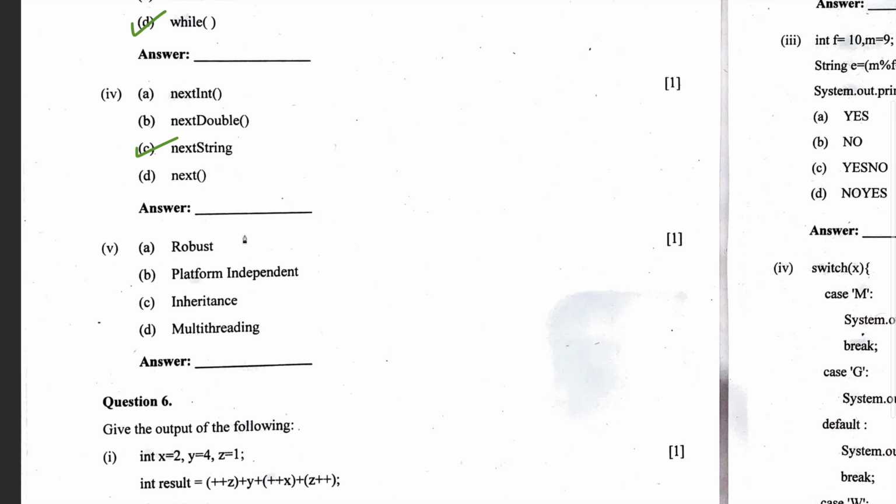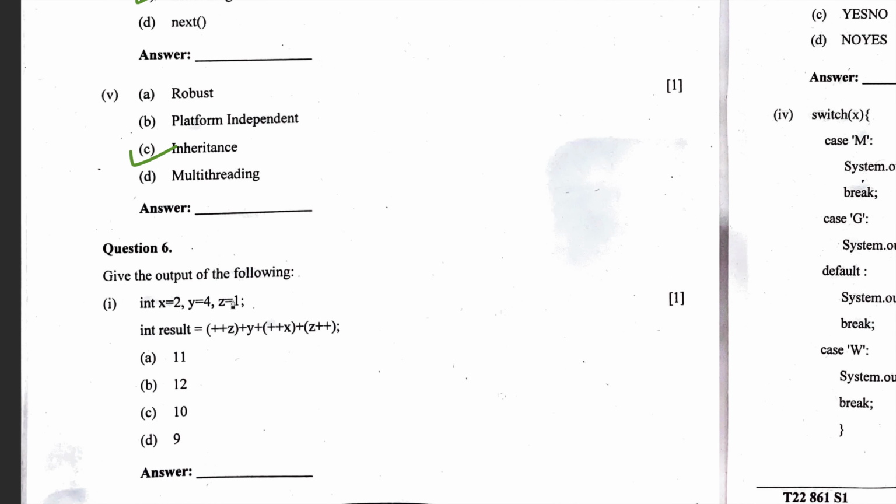Moving on, robust, platform independent, multi-threading, inheritance: inheritance is the odd one out here because the other three are features of the Java programming language, okay, and inheritance is basically a concept of OOPs, okay.